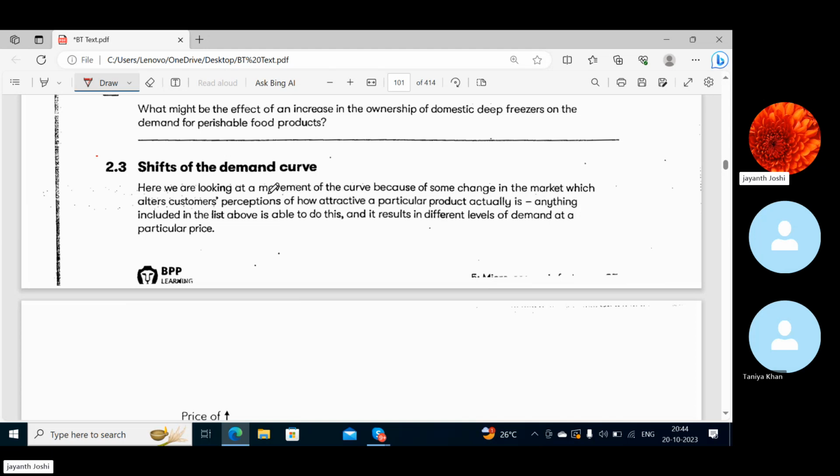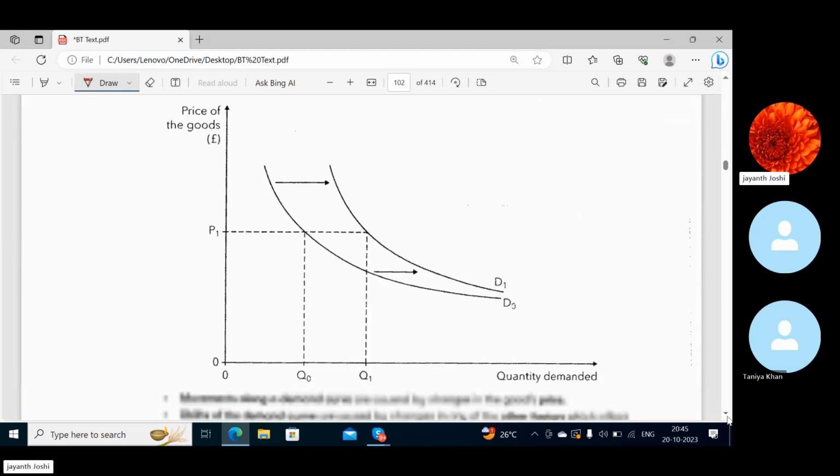Here we are looking at a movement of the curve because of some change in the market which alters customers' perceptions of how attractive a particular product actually is. Anything included in the list above is able to do this, and it results in different levels of demand at a particular price. So at one particular price, if the demand changes, then we can understand that there is a shift in the demand curve, right?